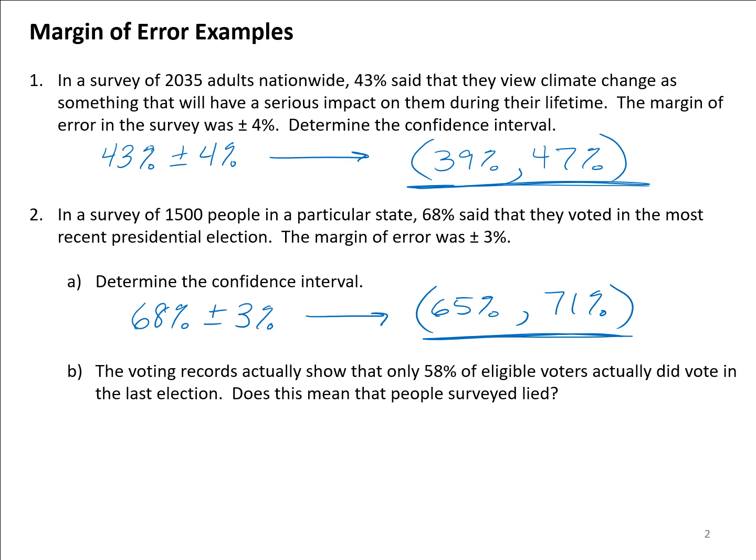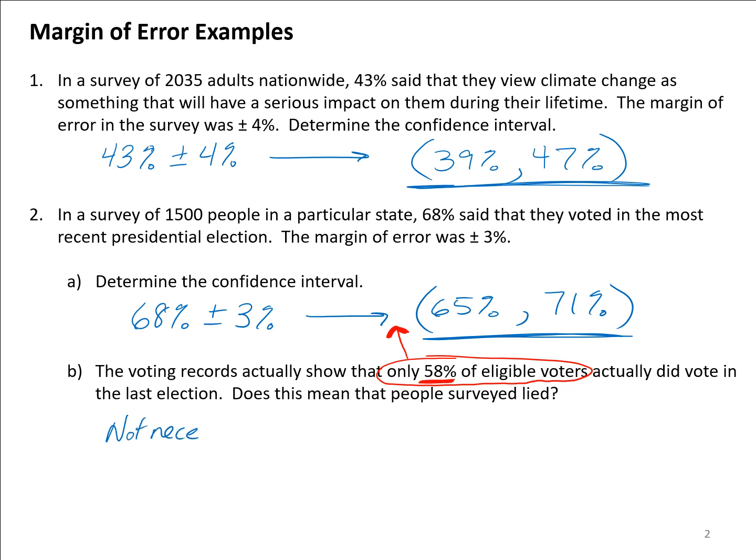Now, a follow-up to this, let's say the voting records actually show that only 58% of eligible voters really did vote. That 58% is actually lower than the confidence interval. So it's not in the confidence interval. So this would be my true population parameter is not in the confidence interval. So my question is, does this mean that people in the survey lied? Well, not necessarily.